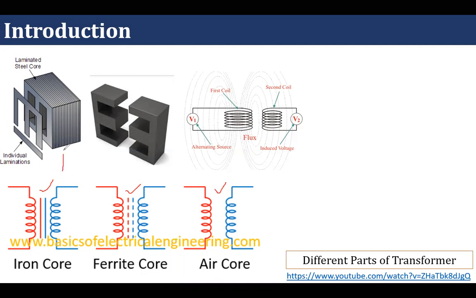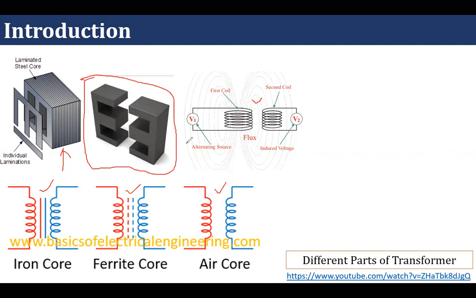This is the iron core. In case of iron core, thin laminated sheets of a particular shape are combined together, and then we have the required core. Whereas in ferrite core, we have a solid structure, and it comes in different shapes and sizes. Whatever is needed, you can choose. In air core, there is no use of any type of core within the transformer.